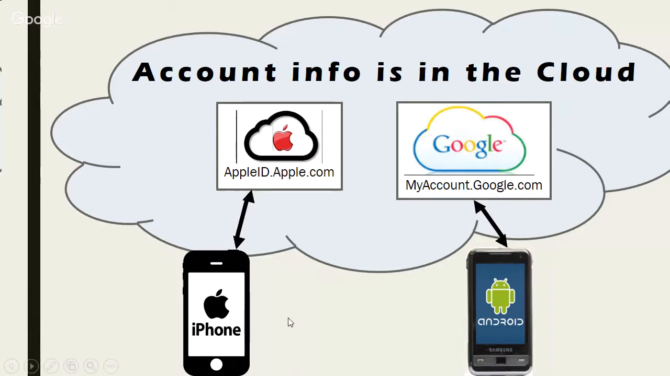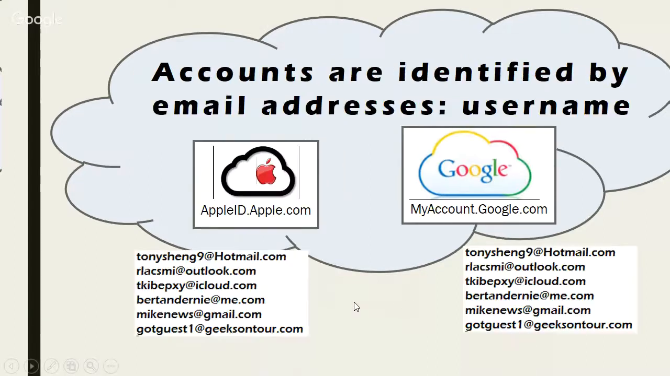appleid.apple.com is where you'll find all the information with your Apple ID, and myaccount.google.com is where you'll find all your Google account information. You can get to that from a computer, a phone, a tablet, anything. It's in the cloud. Accounts are identified by email addresses. I wish they weren't. I think this is something the companies came up with a long time ago. They said, wouldn't it be a good idea for usernames to be the same as email addresses? In retrospect, I think not, but that is the way it is.